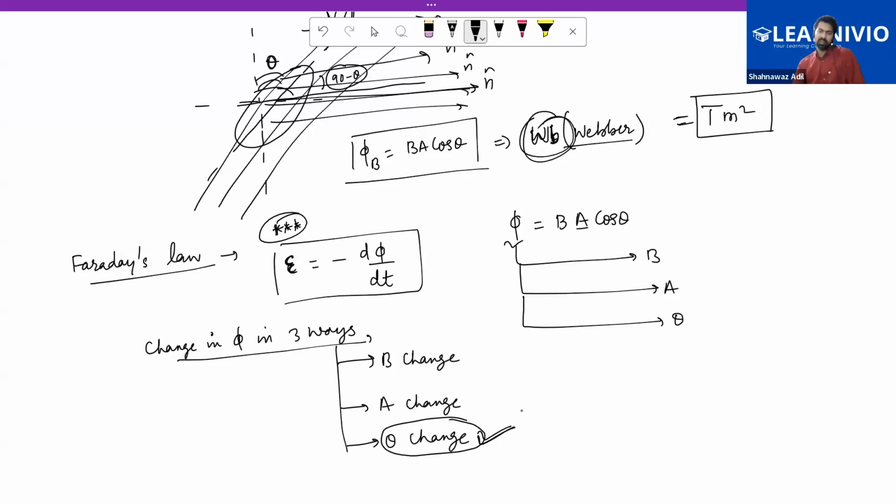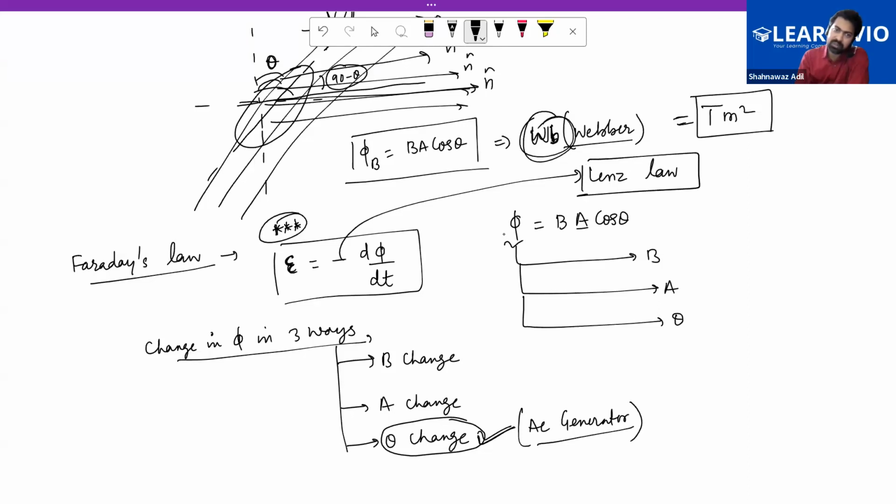This is in the example of the AC generator. In an AC generator, you only change the angle between the coil and the magnet. By changing the angle, you can generate the EMF, and this minus sign represents Lenz's law. So this is what we call Faraday's law and magnetic flux.